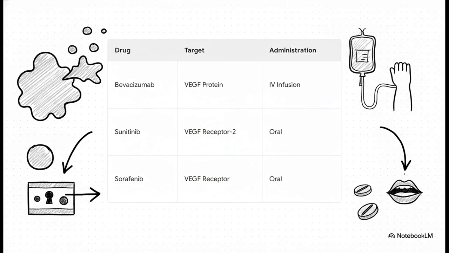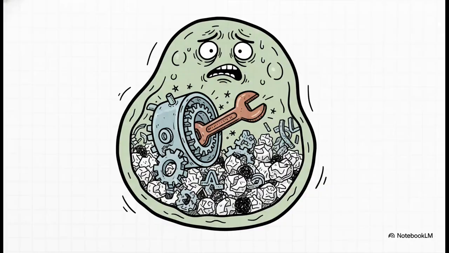Here are a few key examples. And notice the different ways we give them. Bevacizumab is a big molecule, an antibody, that works outside the cell, so it has to be given by IV infusion. But sunitinib and sorafenib are small molecules. They can get inside the cell to do their job, and that means the patient can just take them as a simple tablet.